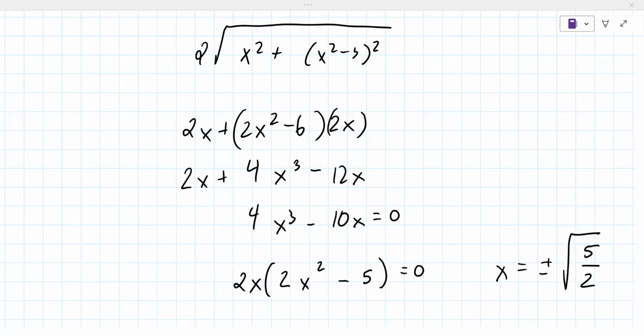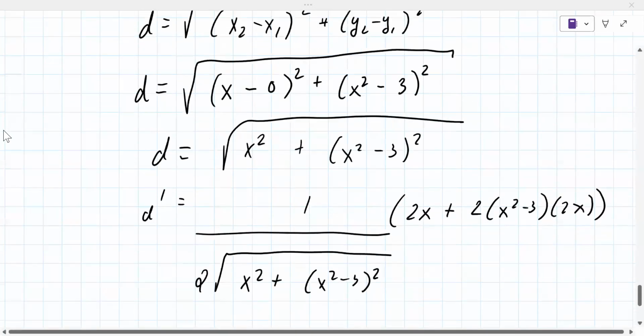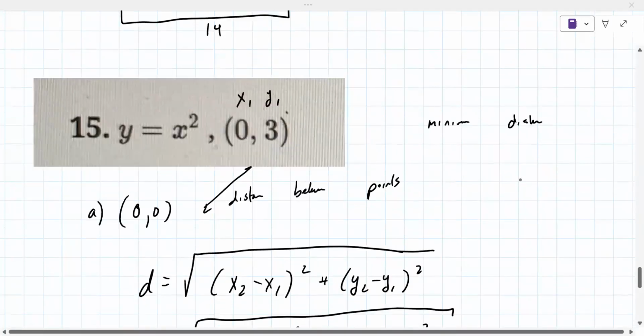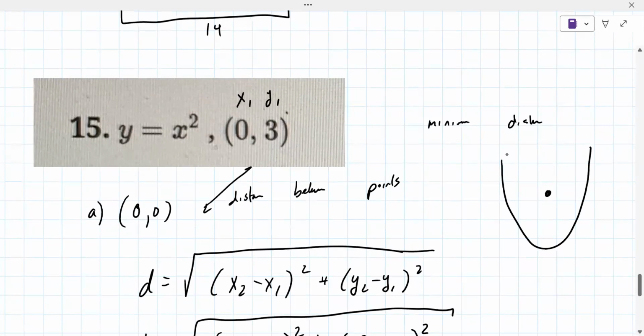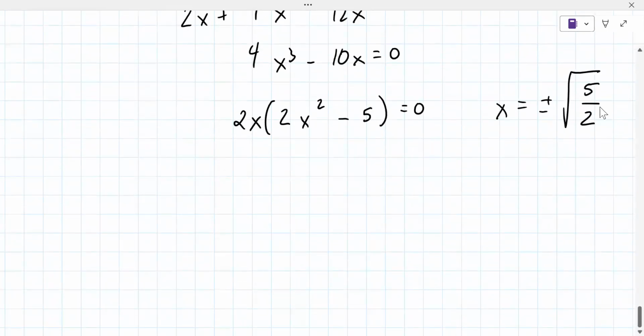So what that suggests is there's actually 2 places on there. In context of the original problem, y equals x squared is a parabola. And here's the point. There's actually 2 places that are the shortest distance, one right, one left. And so these are the x values.